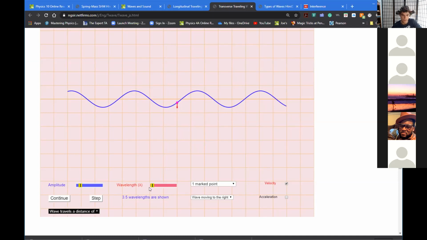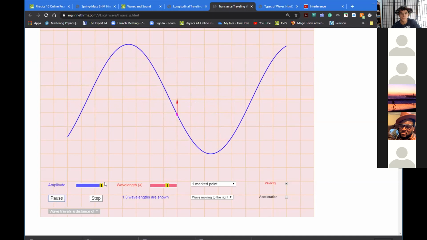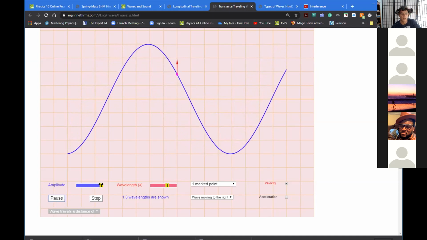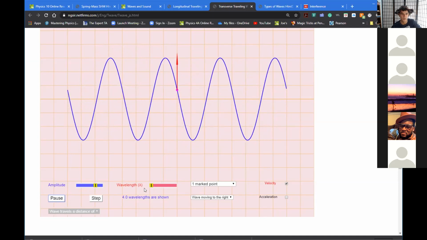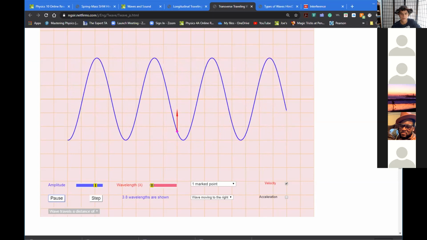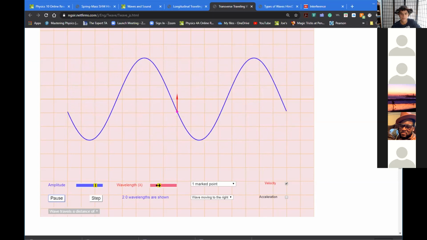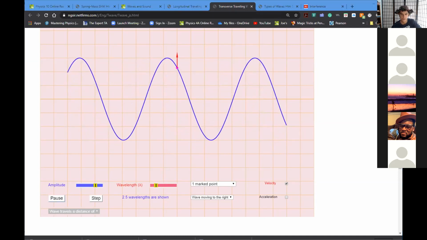And if I make the wave move, continue. So here's a wave with a bigger amplitude. Here's a wave with a smaller amplitude. Here's a wave with a smaller wavelength. Here's a wave with a bigger wavelength. Okay, let's go back to this again.